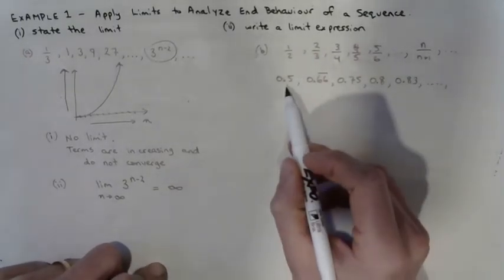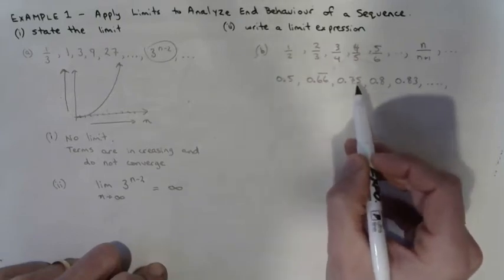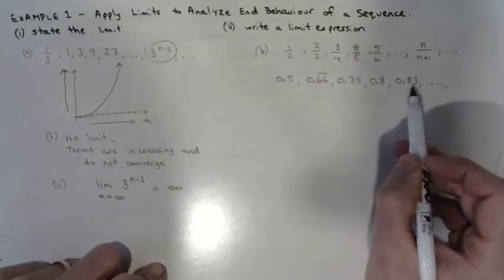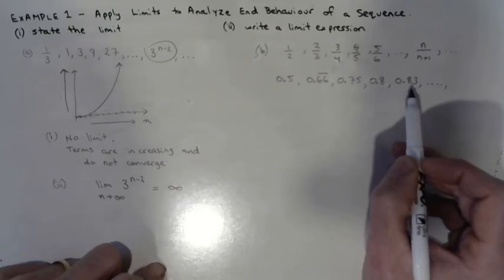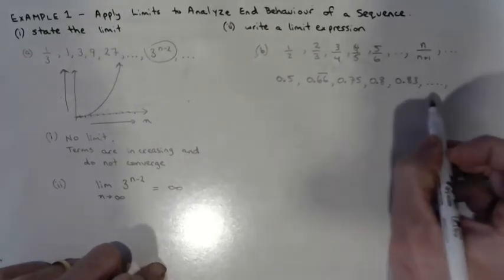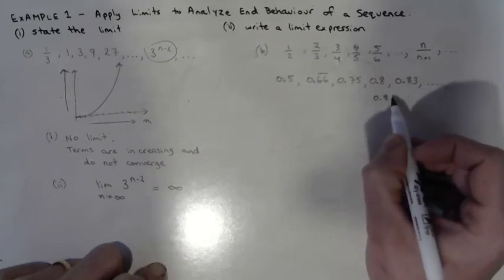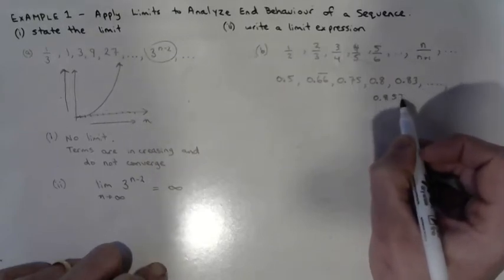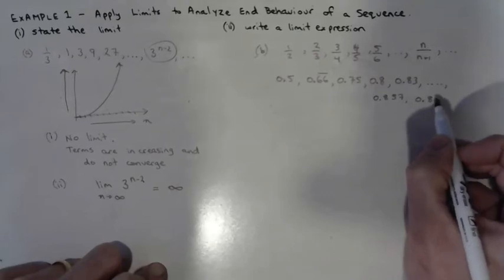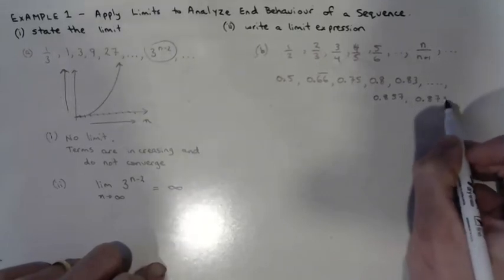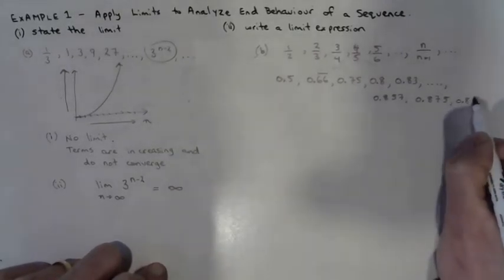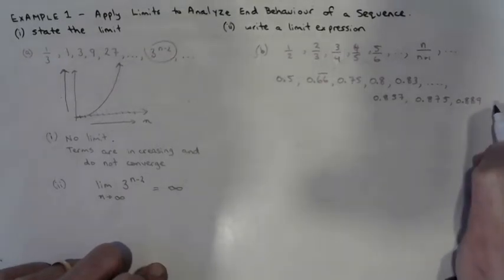And you can see that at first there's a pretty big jump between terms, but that jump gets smaller and smaller and smaller. And well, let's write the next 3 terms even. We've got 0.857, 0.875, 0.889, and it keeps on going.